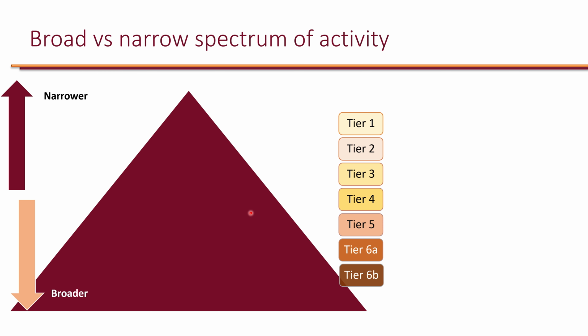Here's a pyramid to help us compare broad and narrow spectrum of activity of antibiotics. The higher you are on the pyramid, the narrower the spectrum of activity, and the lower you are on the pyramid, the broader the spectrum of activity. Now, I have created a tiering system, so tier 1, 2, 3, 4, 5, 6 doesn't really exist. I just created this to help us understand and compare different antibiotics when it comes to broad versus narrow. So in tier 1, I would place cefazolin, which is a first generation cephalosporin, and Trimsulfa and amoxicillin.